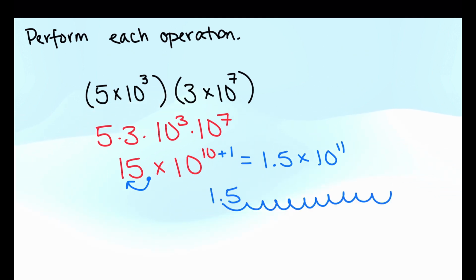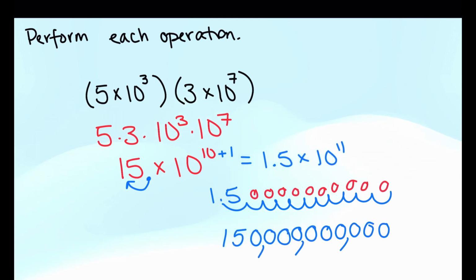In standard form, we'd have to take that decimal, move it 11 places to the right, and I get this huge number right here. 15 with, I guess that's 10 zeros after it.